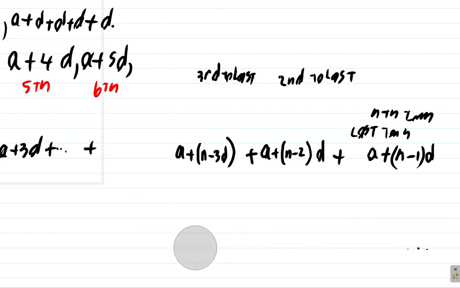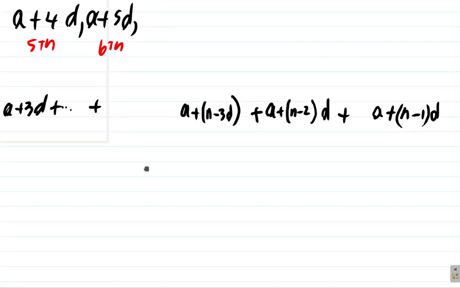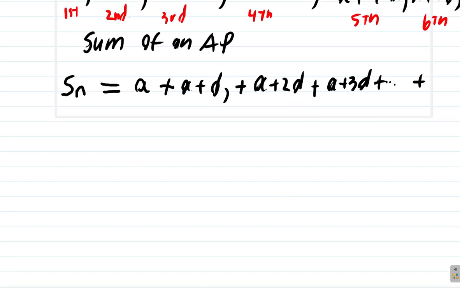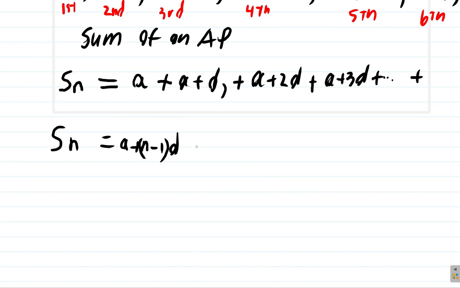Now, suppose we switch them around. The a plus n minus 1d. We switch it around, and we rewrite the sum of the first n terms. Alright? It's a plus the last term is n minus 1 d. So you see that? Alright. What was the second to last term? It's a minus 2d.